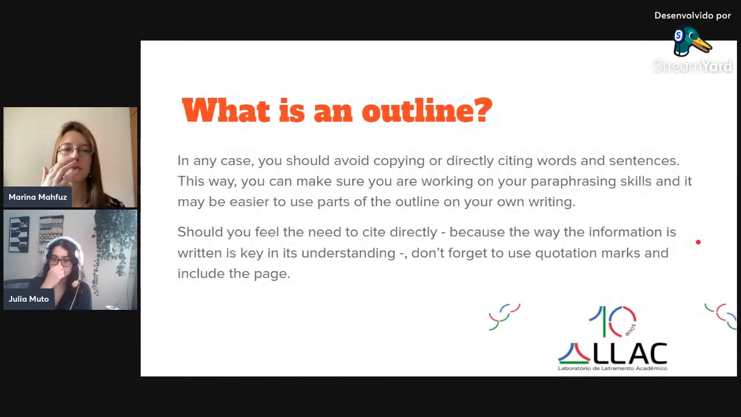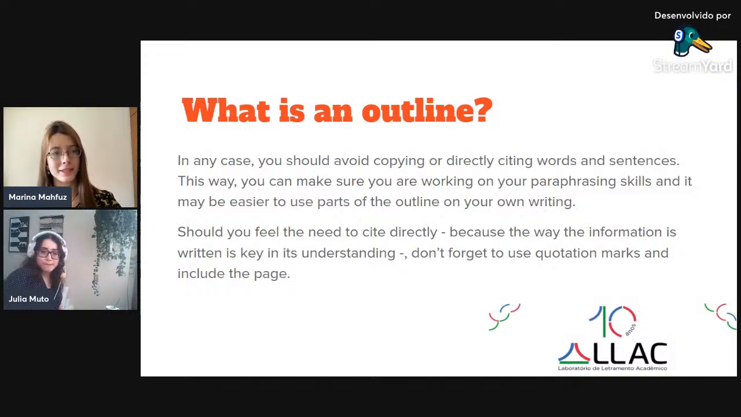So in summary, to do a proper outline, you should avoid copying or directly citing words and sentences. So you see how it's different from fichamento already. It's quite different, because in an outline, we don't do that, not usually, right? So you can make sure that you're working on your paraphrasing skills during an outline.